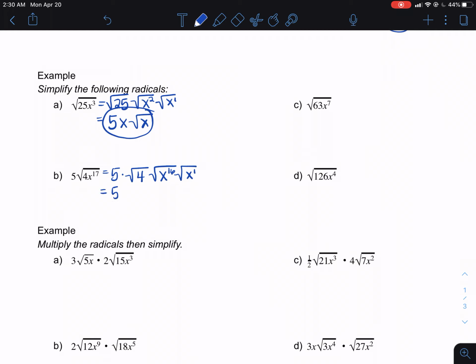So 5 times the square root of 4 is 2. And then times the square root of x to the 16th. 16 divided by 2, so x to the 8th. And 5 times 2 is 10. So 10 x to the 8th times the square root of x.